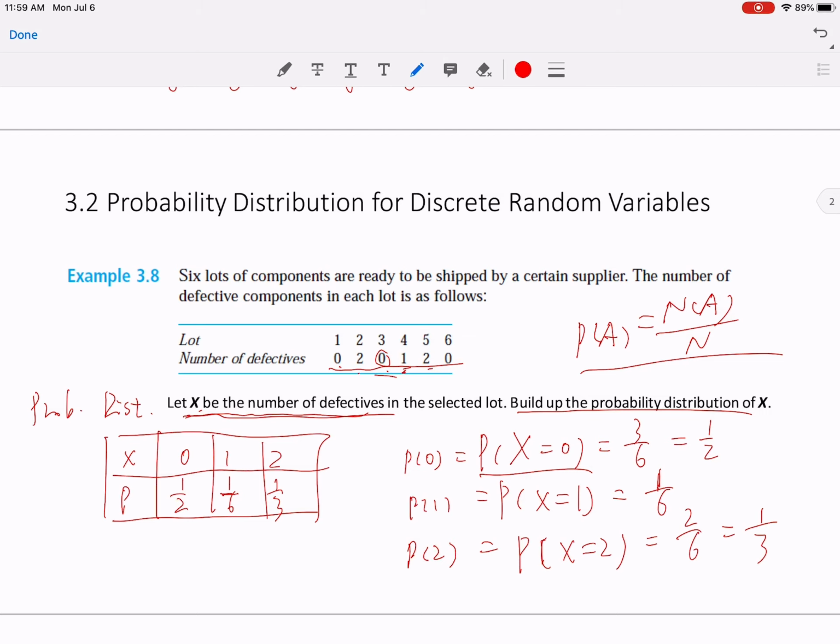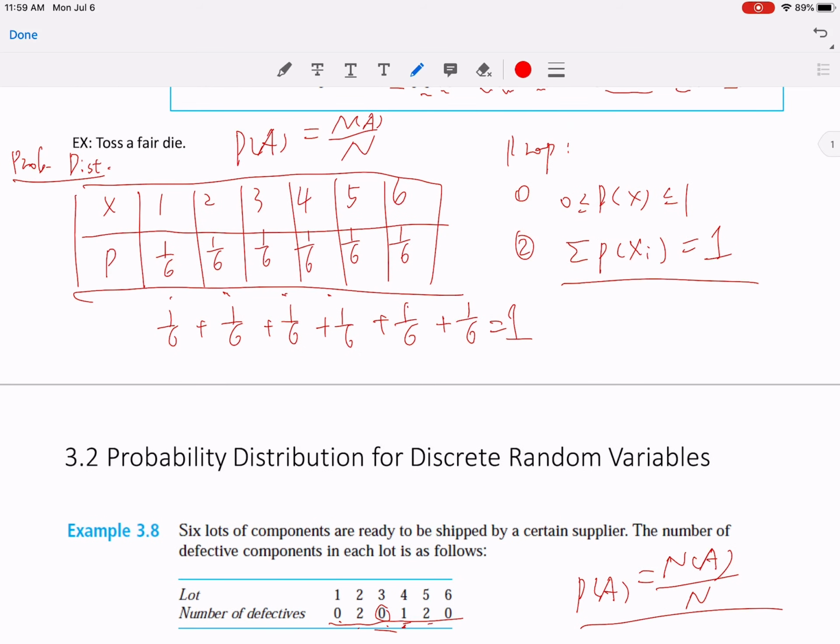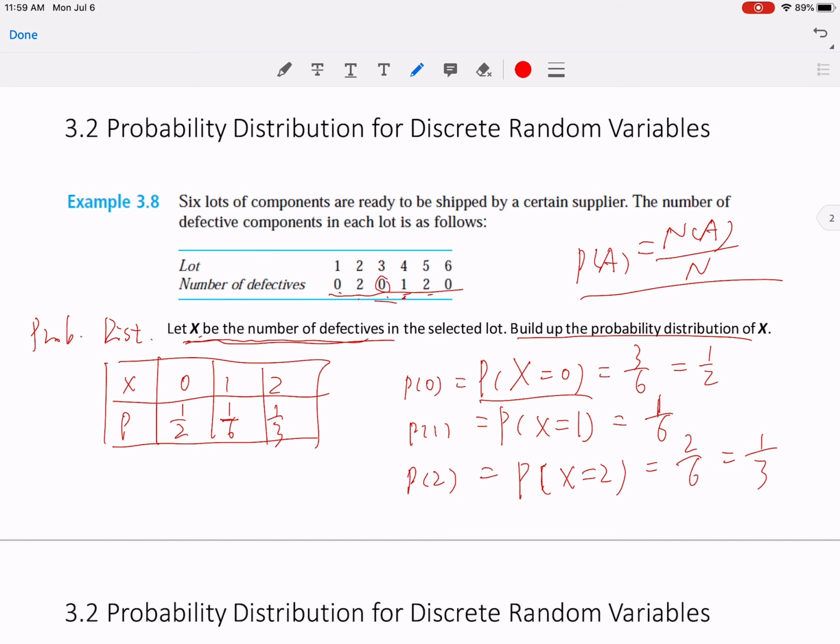And then let's see if the sum of all probabilities is equal to 1, so we add them together: 1 over 2 plus 1 over 6 plus 1 over 3. Of course, we want to find the common denominator, which is 6. So that would be 3 over 6 plus 1 over 6 plus 2 over 6, which is equal to 6 over 6, which is equal to 1. So of course, this is a probability distribution.